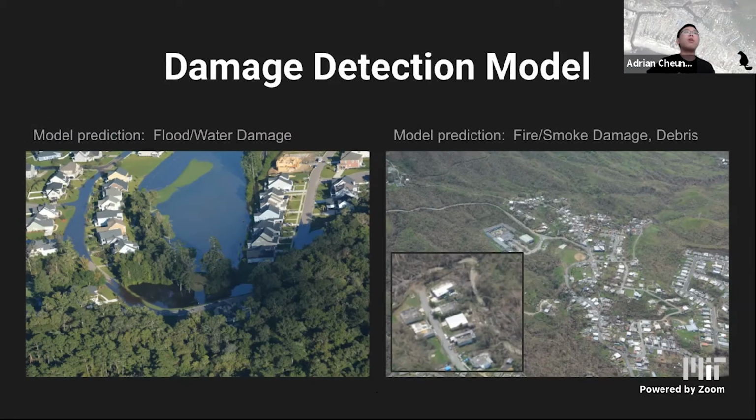Images like these are what the model sees and classifies. On the left, you can see obvious flooding, which the model predicted correctly. On the right, it's difficult to discern what damage there is at first glance, but zooming in reveals burned trees and debris scattered around the area. The model was able to detect both fire damage and debris, which shows that even subtle features are detected, all within one quick look at the image, hundreds of times faster than a human.